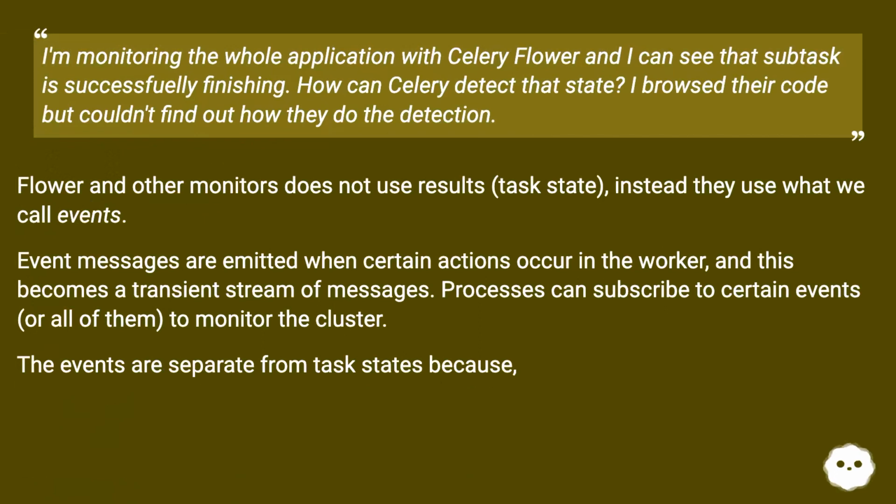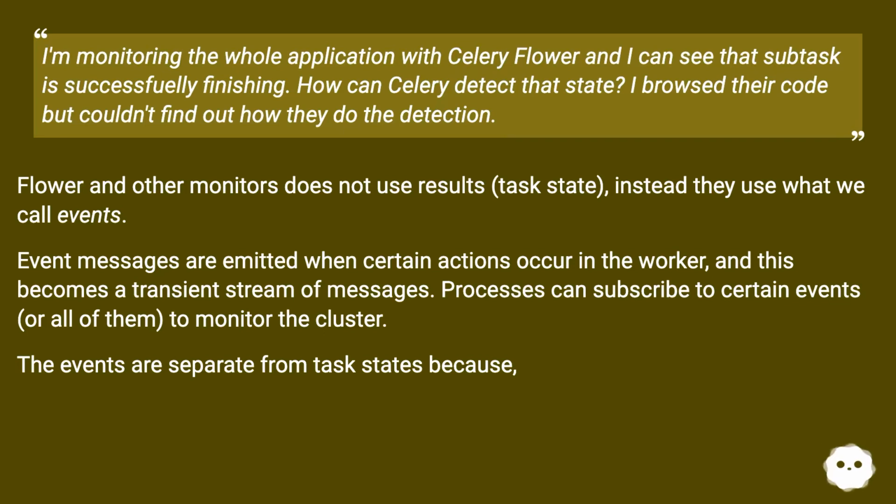I'm monitoring the whole application with Celery Flower and I can see that the subtask is successfully finishing. How can Celery detect that state? I browsed their code but couldn't find out how they do the detection. Flower and other monitors do not use results or task state. Instead they use what we call events. Event messages are emitted when certain actions occur in the worker, and this becomes a transient stream of messages. Processes can subscribe to certain events, or all of them, to monitor the cluster.